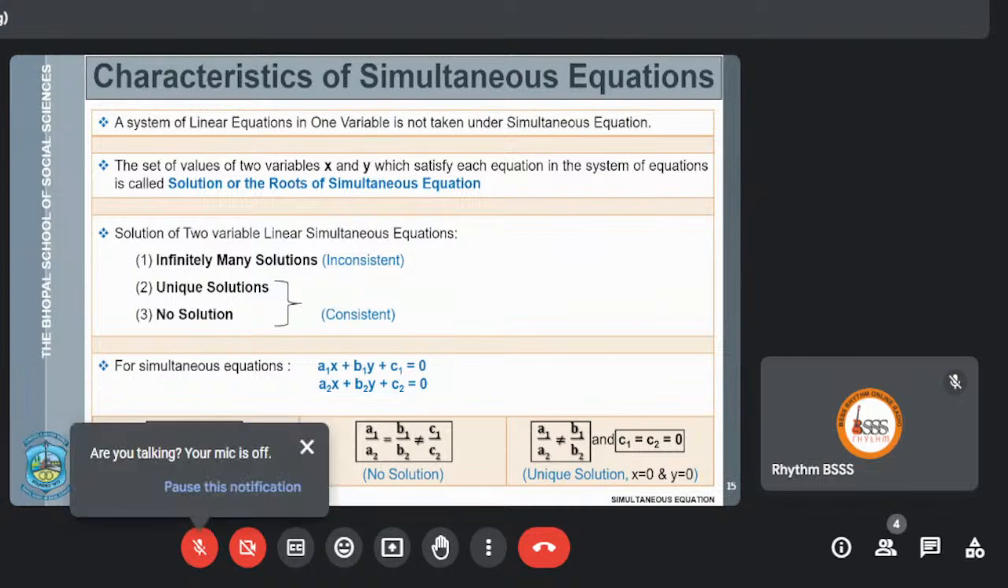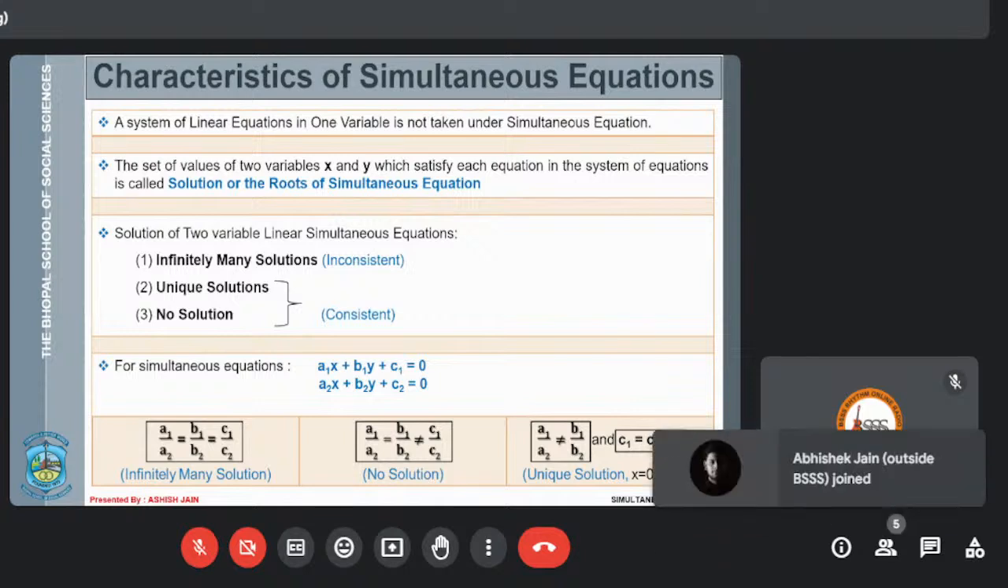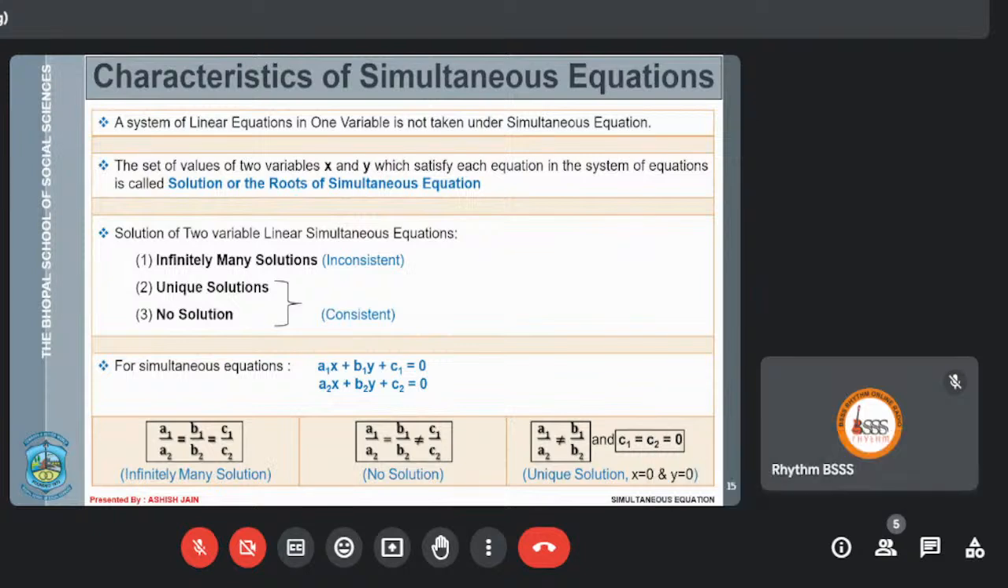Here what happens is that if we have the value of a1 upon a2 equal to the value of b1 upon b2 and it is equal to the value of c1 upon c2, we say that there are infinitely many solutions, so that we don't have a single value of x and y. Okay. Second, if we have a1 upon a2 equal to b1 upon b2, but it is not equal to c1 upon c2, we say that we have no solution for such equations. And if a1 upon a2 is not equal to b1 upon b2, and the values of c1 and c2 both are 0, we say that we have a unique solution, and that unique solution is the value of x and y is equal to 0.